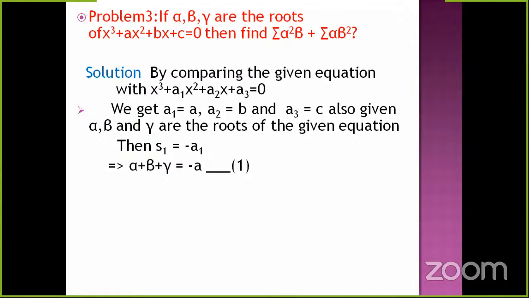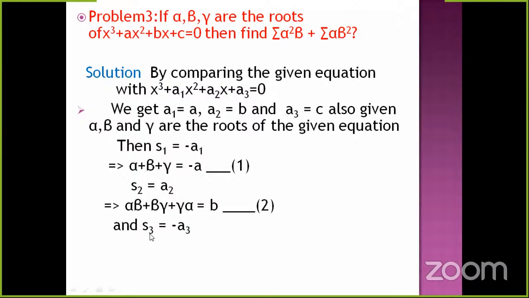What is the value of a1 we have? Yes, a. So the value of a1 is a. By substituting it, I will get alpha plus beta plus gamma is equal to minus a. So take it as equation 1. And next, what is the value of S2? S2 will be equal to a2. Now what is S2? S2 is the sum of the product of the roots taken 2 at a time, that is alpha beta plus beta gamma plus gamma alpha. And the value is equal to b. Take it as equation 2.